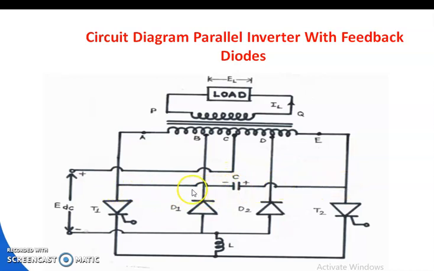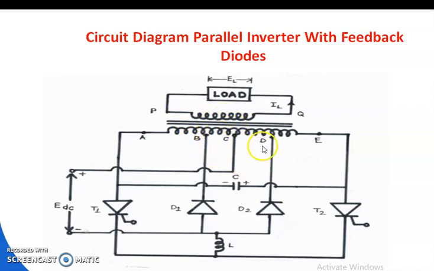The capacitor C is treated as a commutating component, whose main function is to commutate the thyristors T1 and T2 alternately by operating diodes D1, D2. And this one is a transformer, which is an autotransformer in nature.